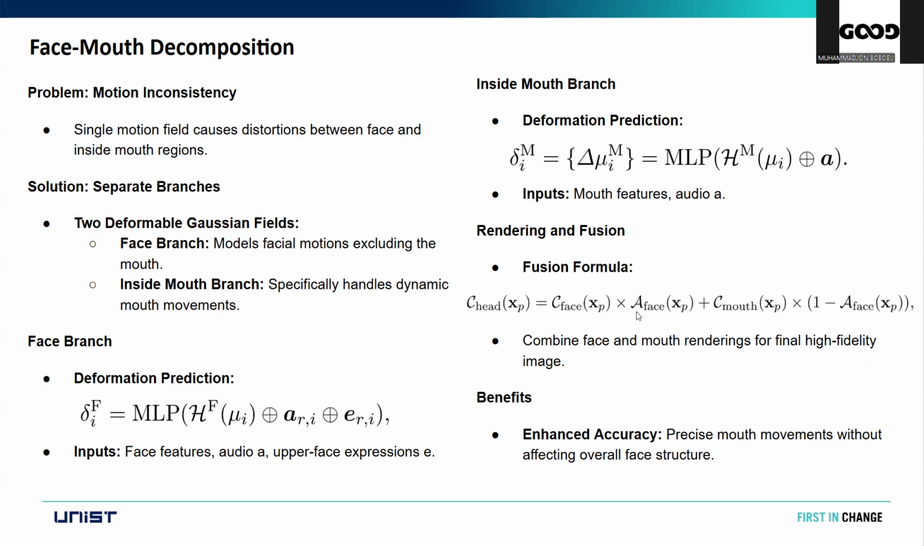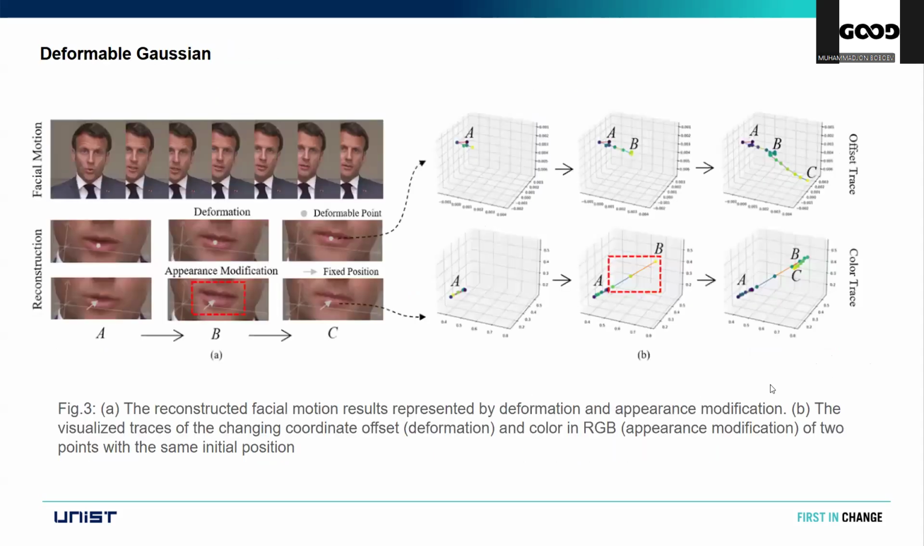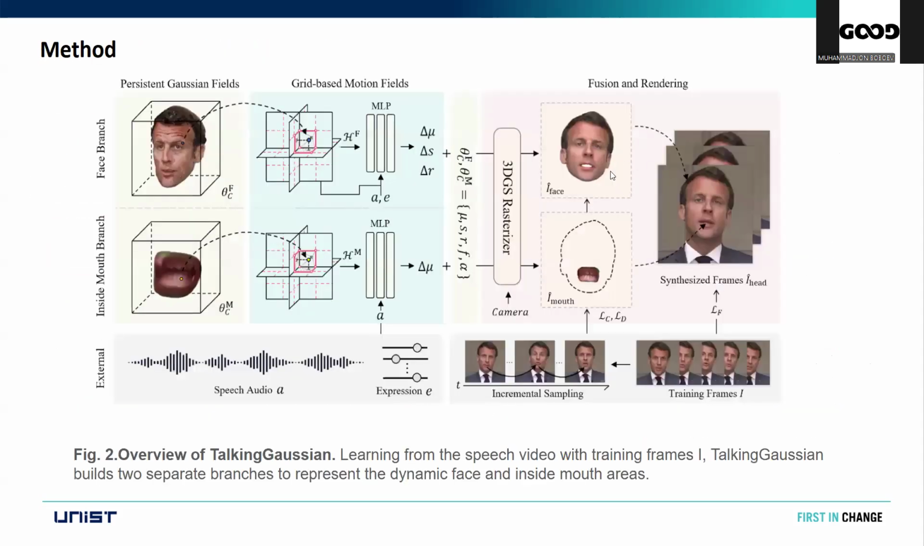A is just the opacity. So they try to blend the opacity value across the face and the mouth. This is just a way of fusing both the branches together so that they have the final rendering. You can see from here, this is the separate kind of rendering they have. Once they have the face value and the mouth value, they just render it together, synthesizing a high fidelity image.